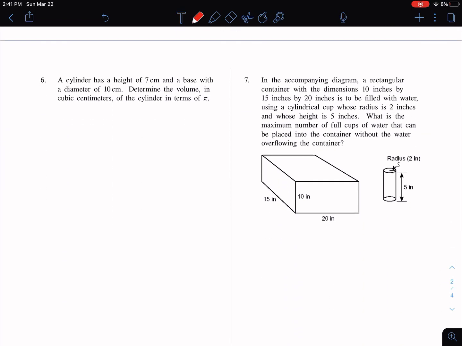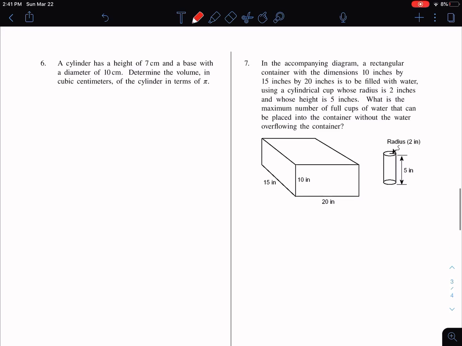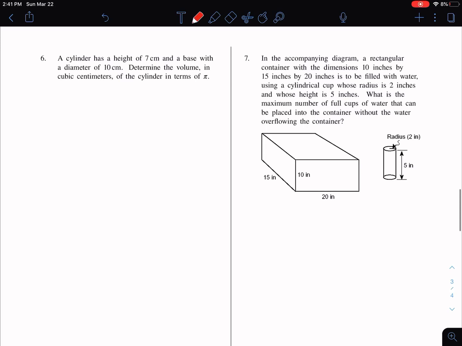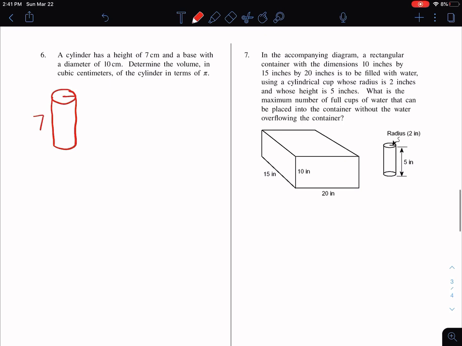Okay, question number 6. A cylinder has a height of 7 centimeters and a base with a diameter of 10 centimeters. Determine the volume in cubic centimeters of the cylinder in terms of pi. Okay, let's go ahead and start by drawing our cylinder. Now be careful here. They gave you the height as 7, with a unit. But the diameter is 10 centimeters. We want to use the radius, which will be 5 centimeters.